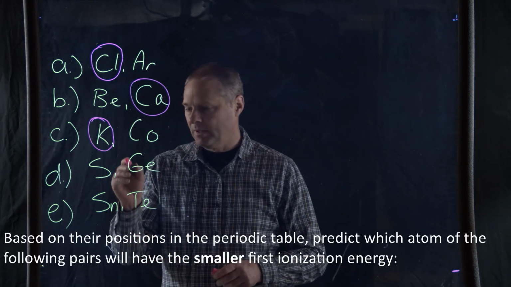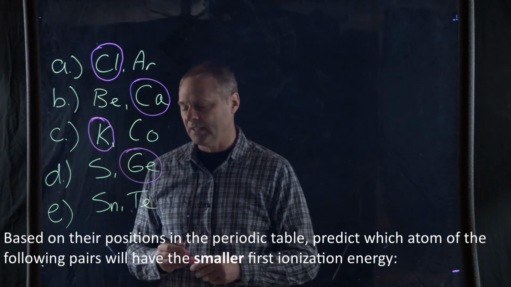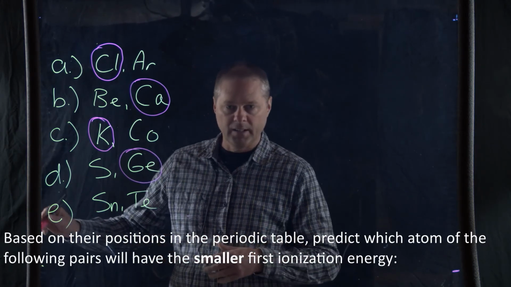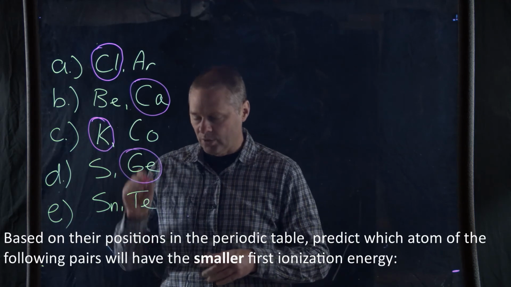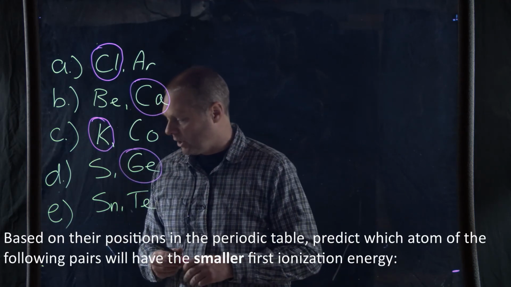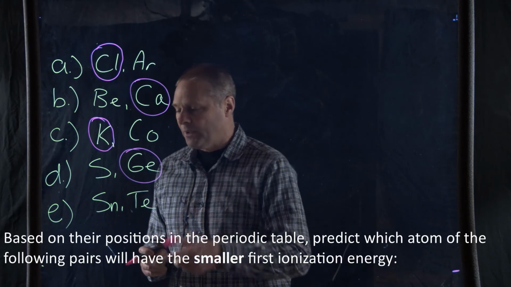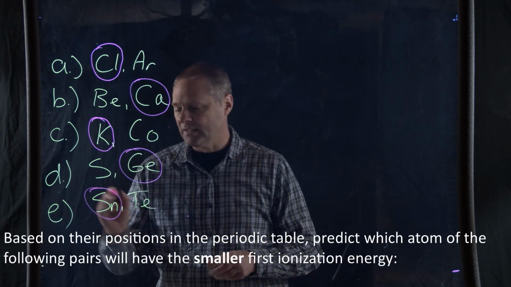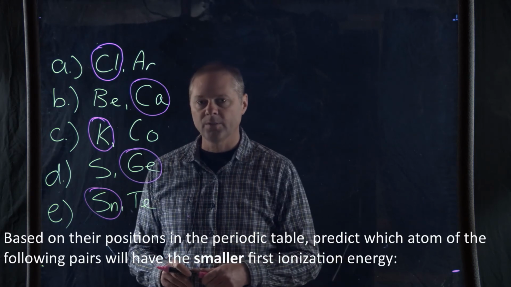And germanium is going to have the lowest ionization energy because it's down and to the left, my left, I'm left-handed, remember, to the left of sulfur. For E, we have tin and tellurium, and tin is going to have the lowest ionization energy because it's going to be to the left of tellurium.